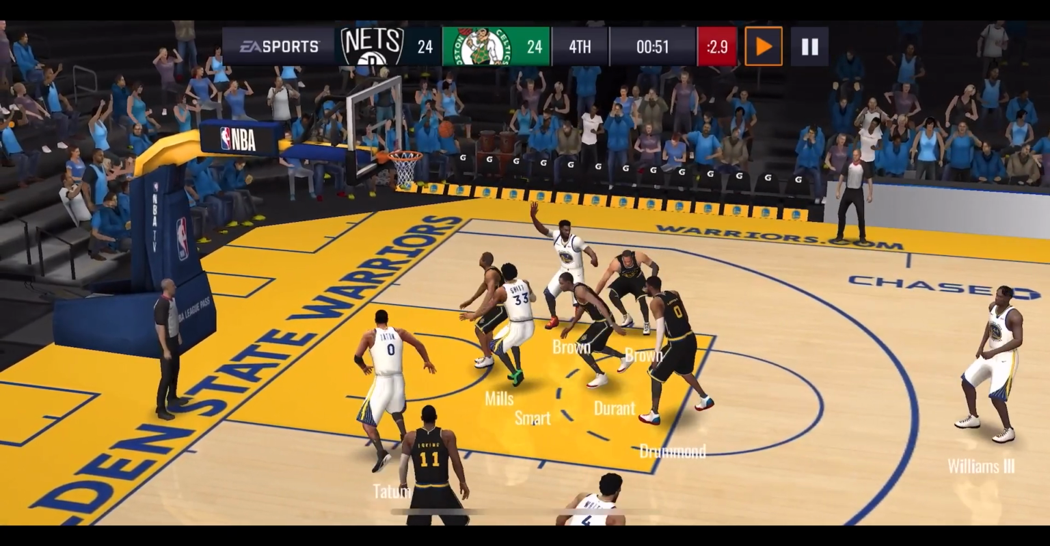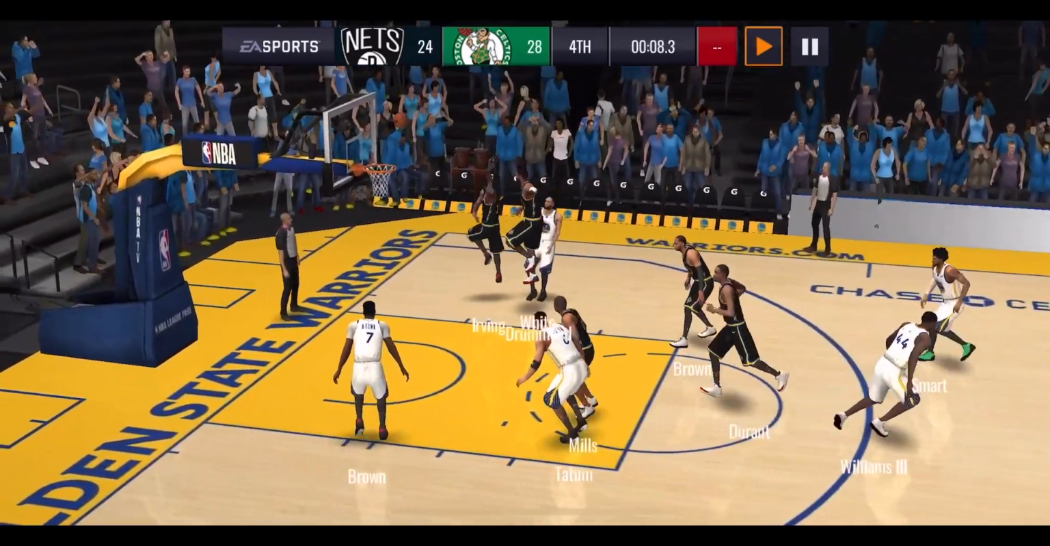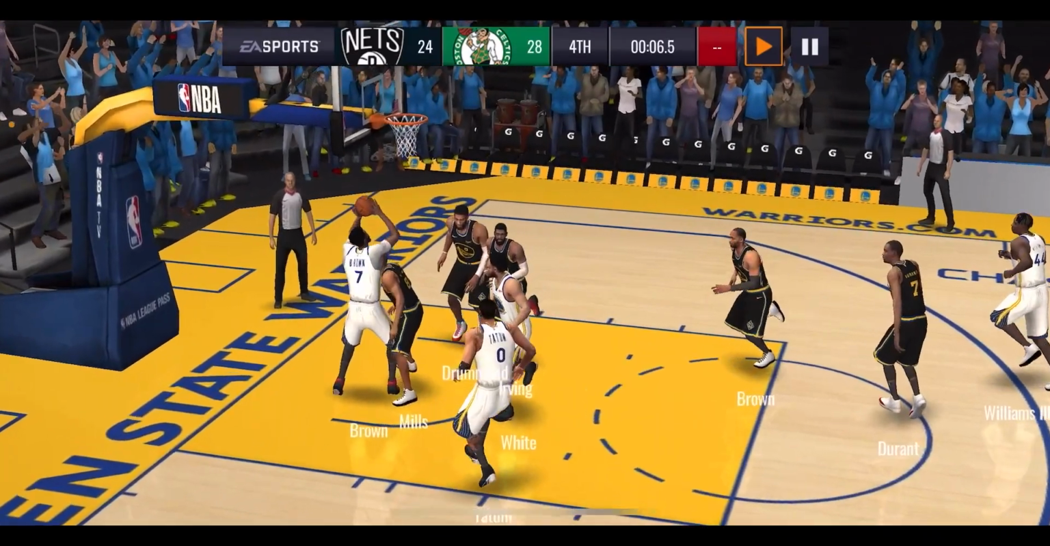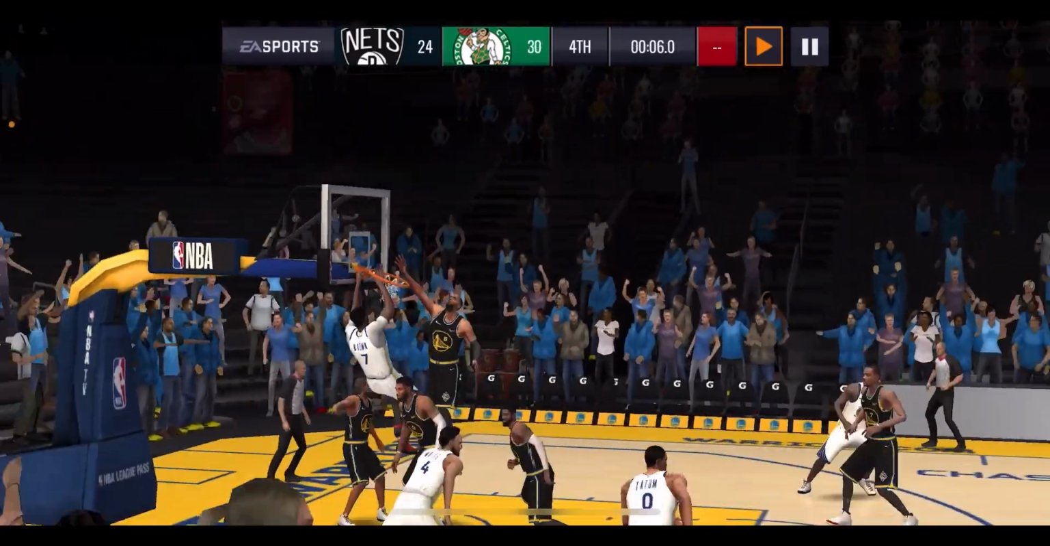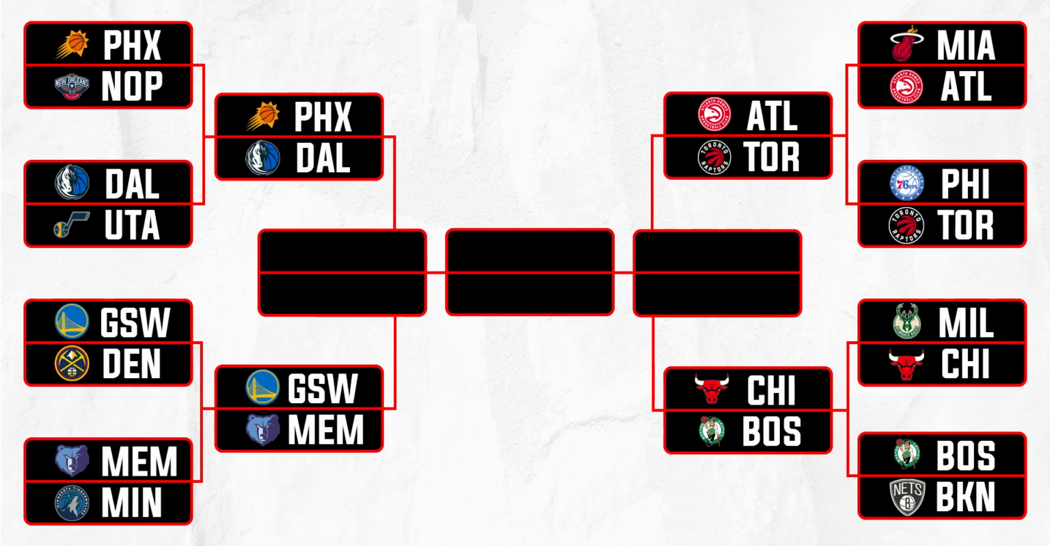So it all came down to this final quarter, and the Celtics and the Nets were 24 apiece for a long part of the match until the Boston Celtics managed to get 3 easy buckets to put themselves ahead, and they won the game 30-24 to end off the round 1 matchups for the East and the West.